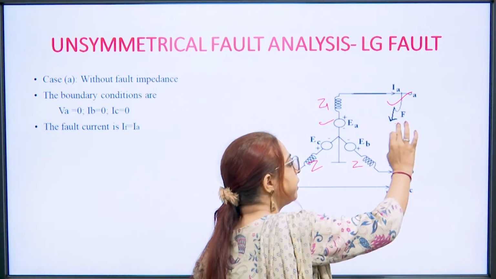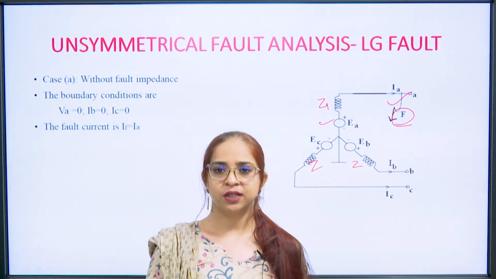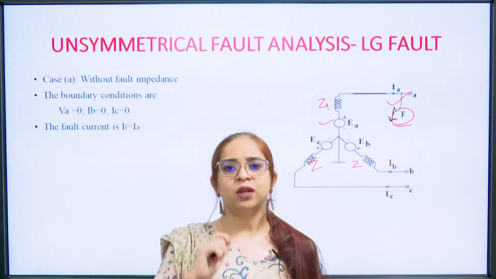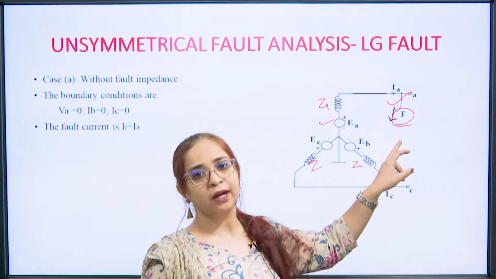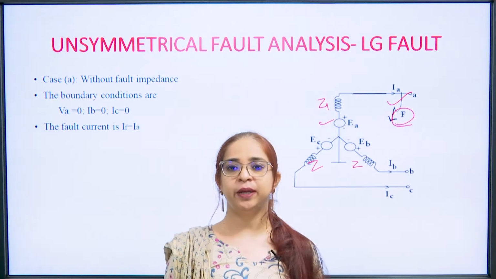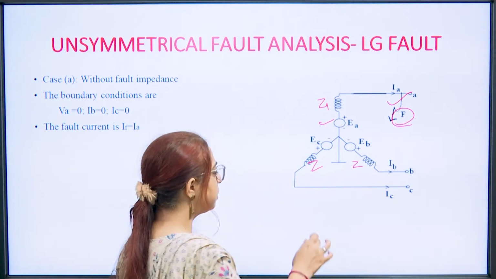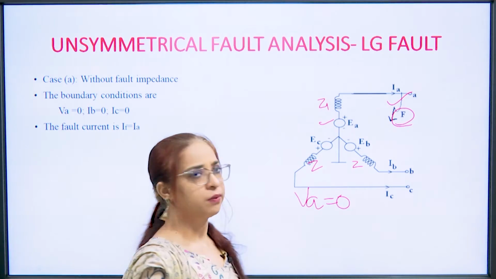See, this indication of fault is mentioned here. Now what are the boundary conditions here? As soon as the short circuit occurs, there is no impedance connected between this line and ground. Okay, what will happen? The potential at this point will be equal to the potential of the ground, which is 0. That means VA will be equal to 0 is the first condition.